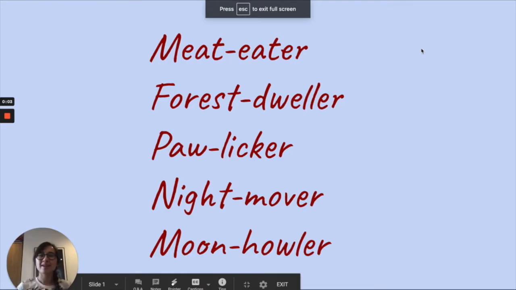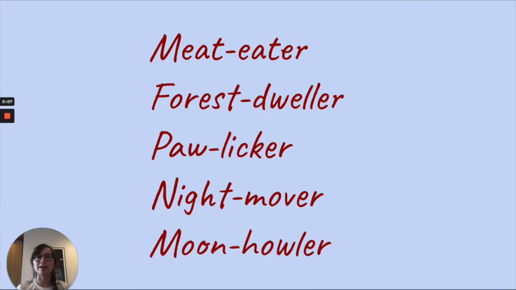Hello everyone! Today we are continuing on with learning how to write a kenning poem. The first thing we're going to do is I'm going to read you a kenning poem about an animal and you have to guess which animal the poem is about.